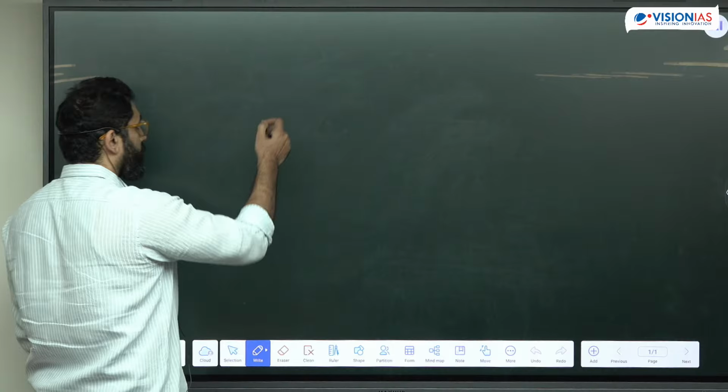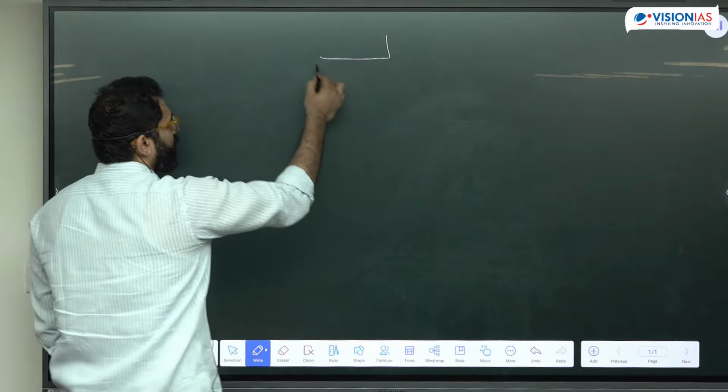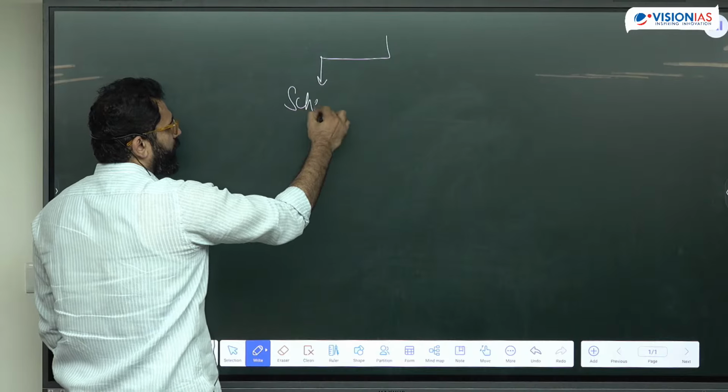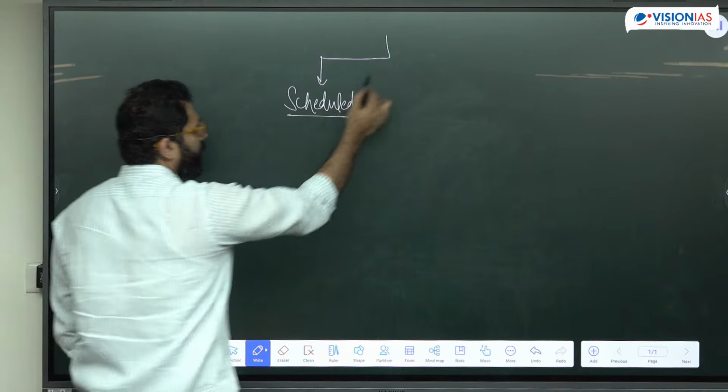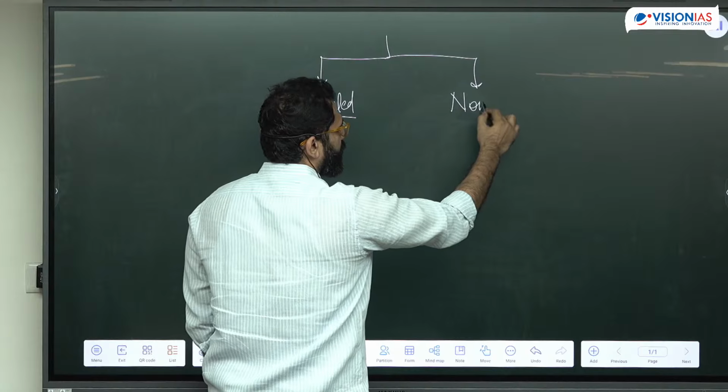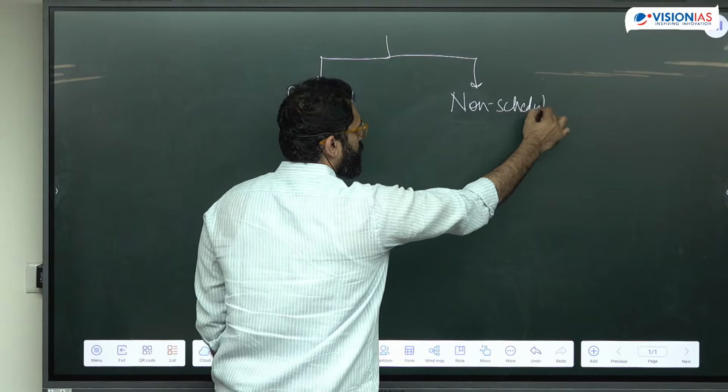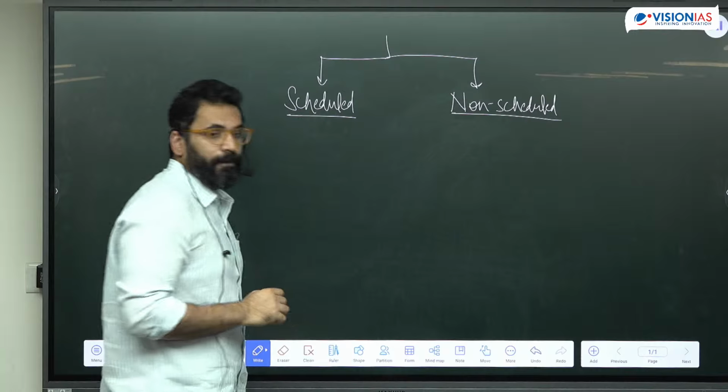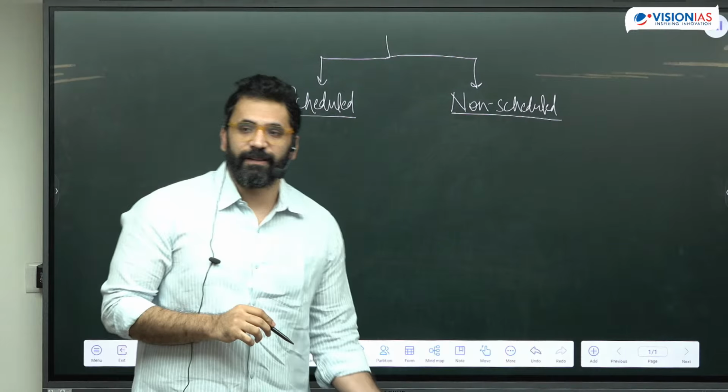I'll just give you a brief overview. What is the structure of bank? We have scheduled banks and non-scheduled banks. What is the difference? What is the difference between scheduled and non-scheduled banks?